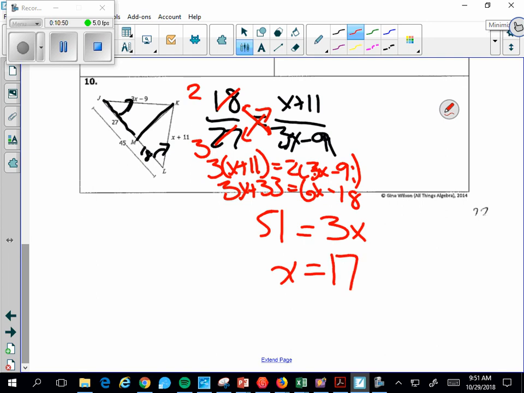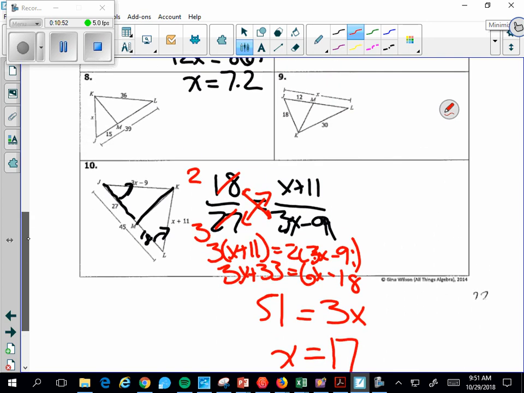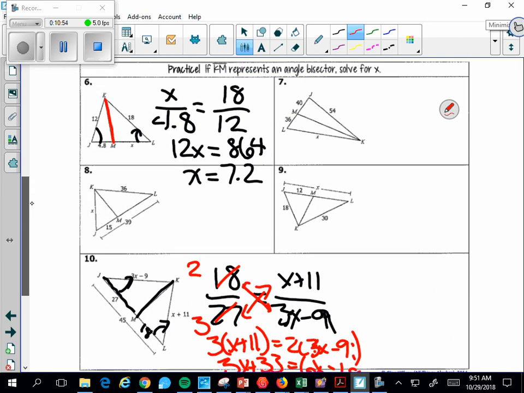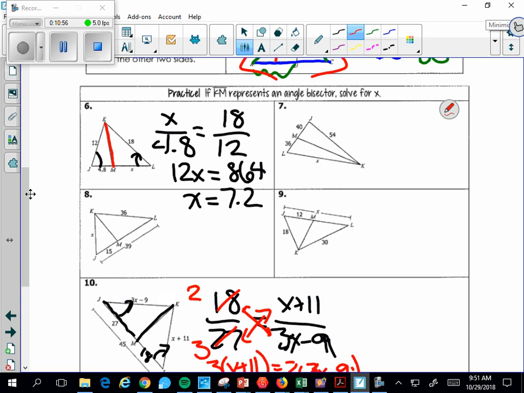Okay? So again, those are not too bad to set up. We just got to kind of recognize what we got. Why don't you guys try 7, 8, and 9? And then that'll be all that we'll do for today. We'll talk a little bit about this more next class.